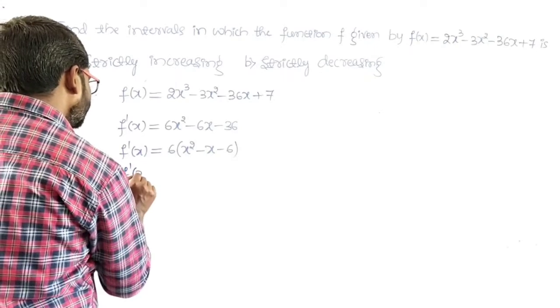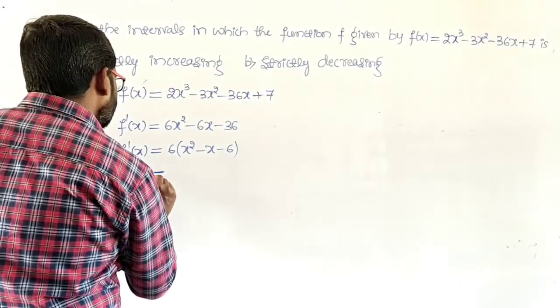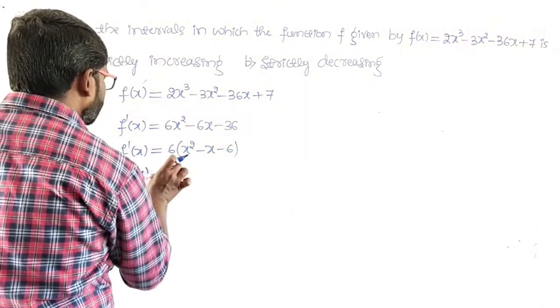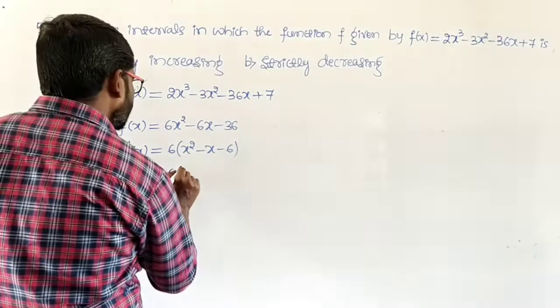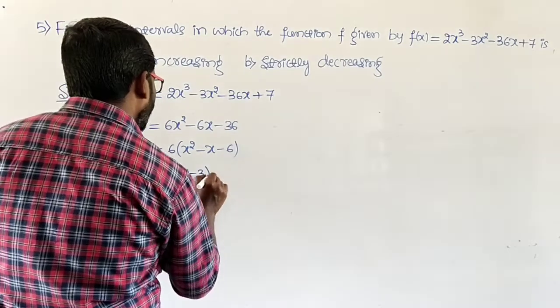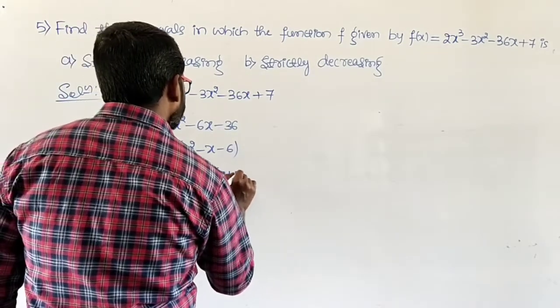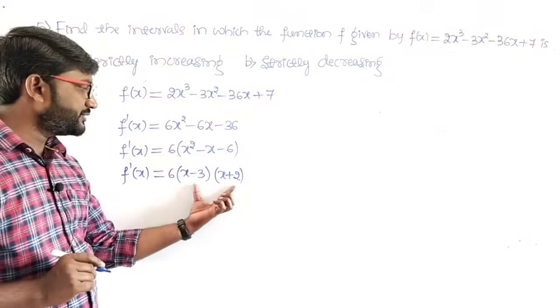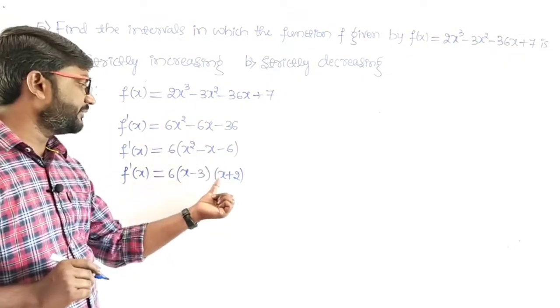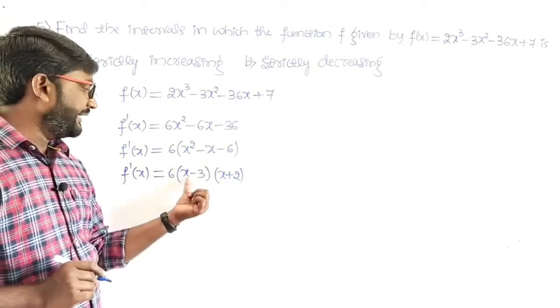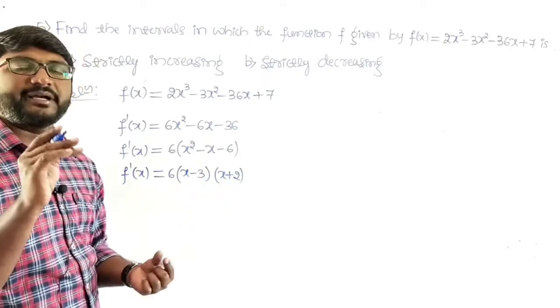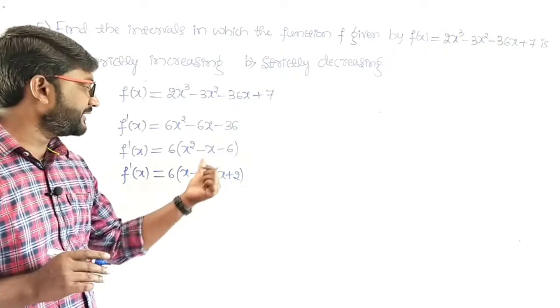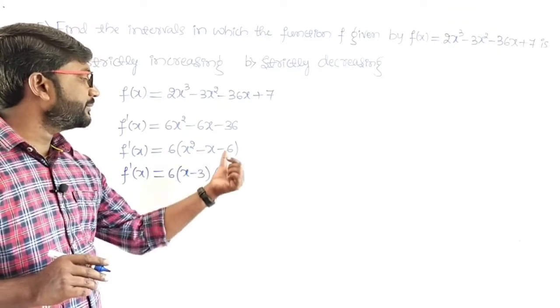Well, now x square minus x minus 6 can be written as: f dash of x equals 6 into x minus 3 into x plus 2. So multiply these two, you get back the previous term. x into x will be x square, then x into 2 will be 2x, and here we get minus 3x. Minus 3x plus 2x will be minus x, and then minus 3 into plus 2 will be minus 6.